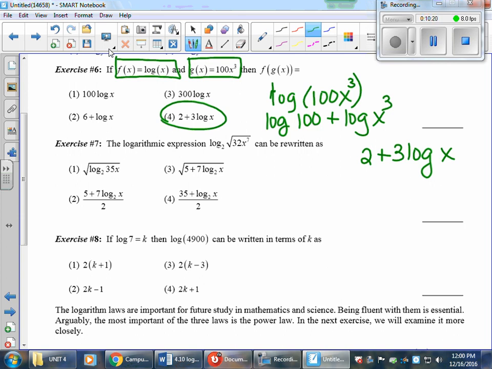So write down what you need to. I'm going to erase this one before I move on to 7.